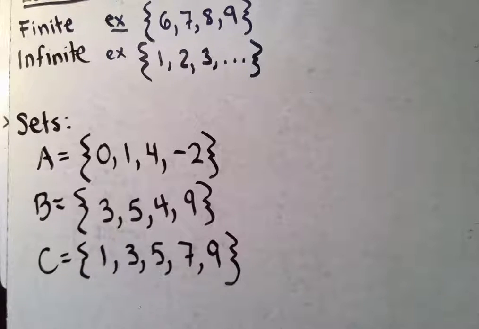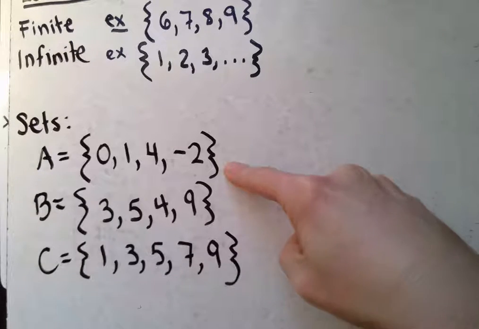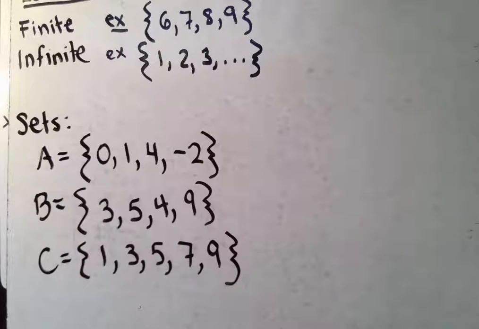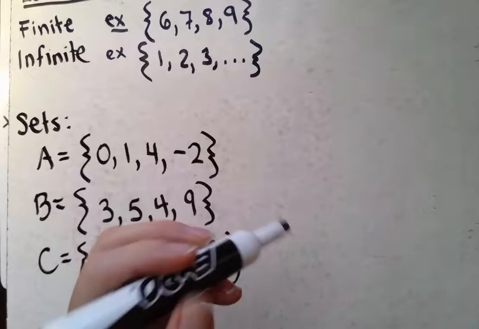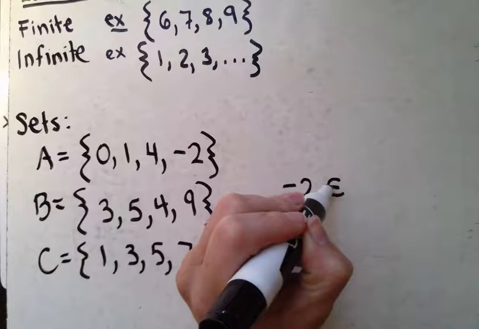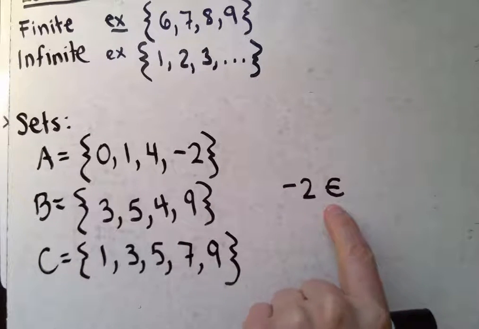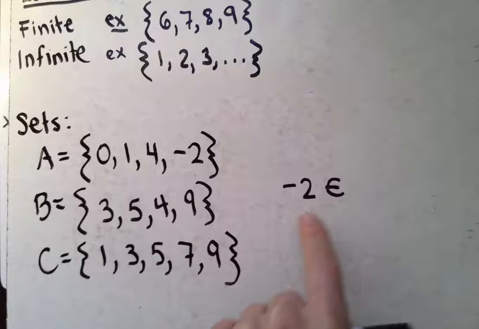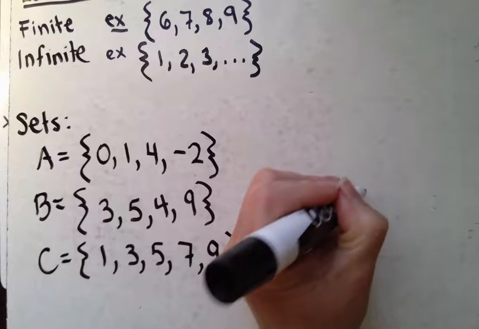For example, I see that the number -2 is a part of set A. It belongs to set A. And so if I want to write that, I would go, okay, -2 belongs to this symbol. It looks like a funny E, but it means belongs to. It means -2 belongs to set A.